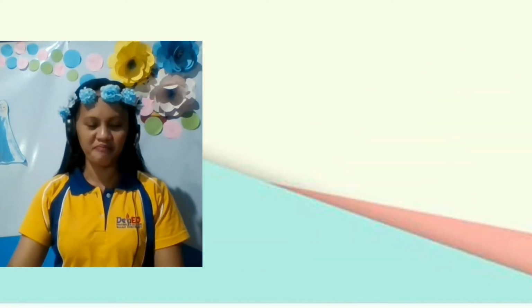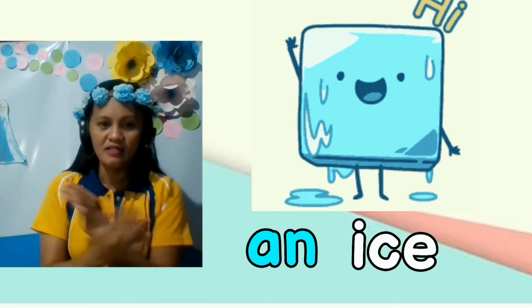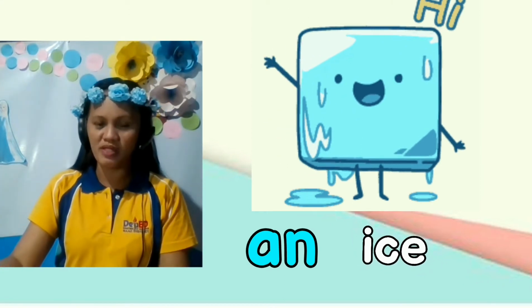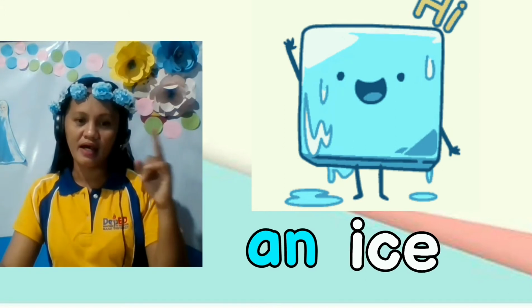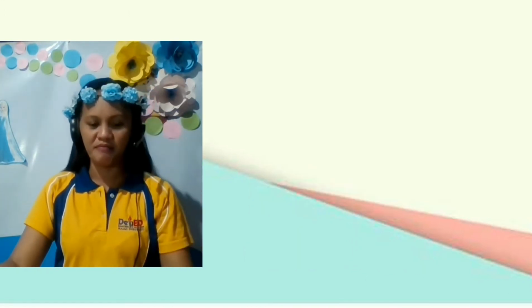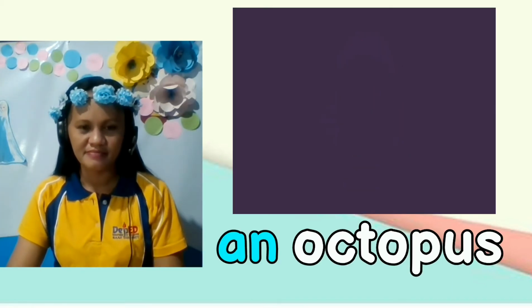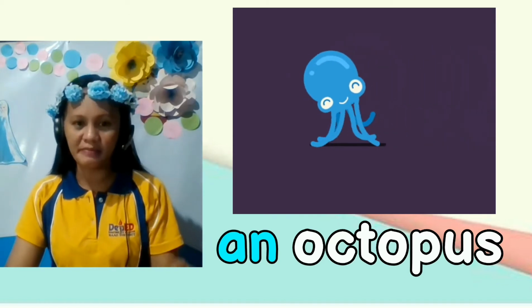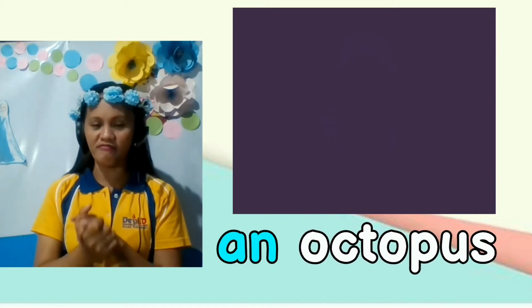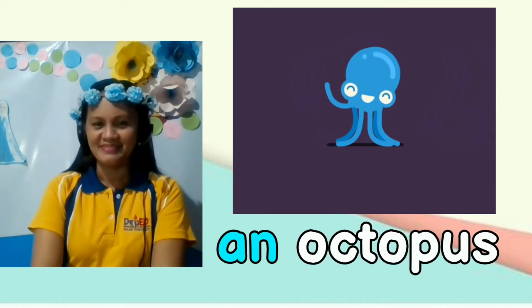Number 2, an ice. An ice. Ice begins with a vowel I. Number 3, an octopus. An octopus. Octopus begins with a vowel sound a. Okay?